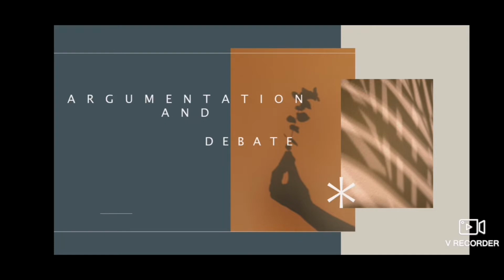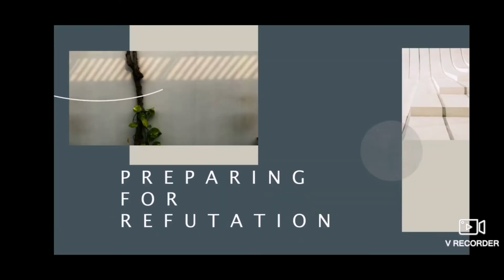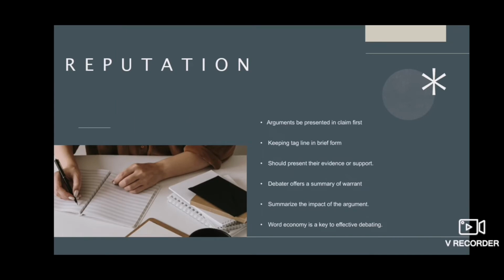Continuation of the report on Argumentation and Debate, Preparing for Refutation. First, arguments should be presented as a claim first. At this point, the argument is phrased positively in 7 words or less. Second, keep the tagline in brief form. Longer taglines require the judge to paraphrase or interpret the debater's words. Third, debaters should present their evidence or support. This is the data for the argument.